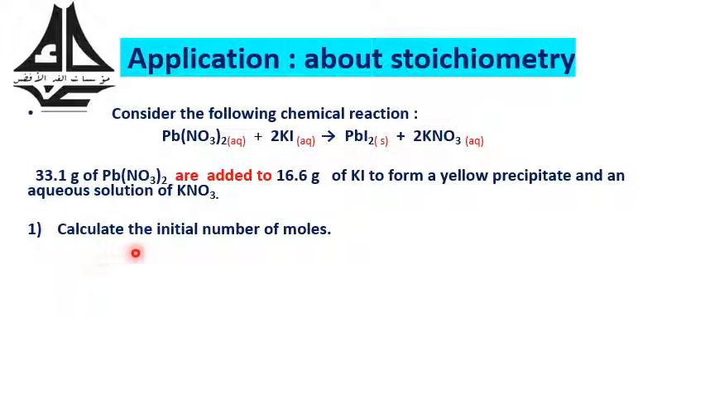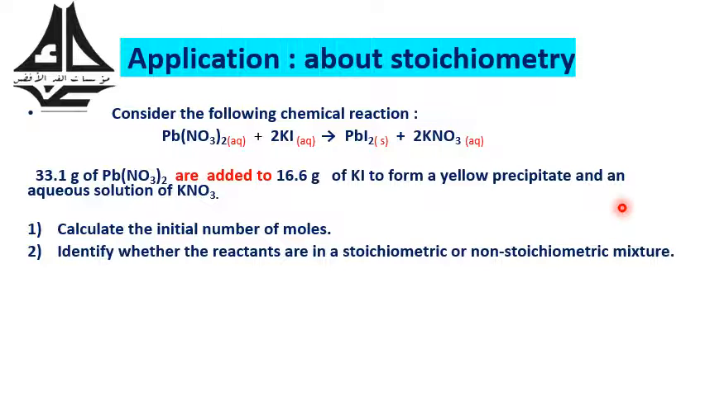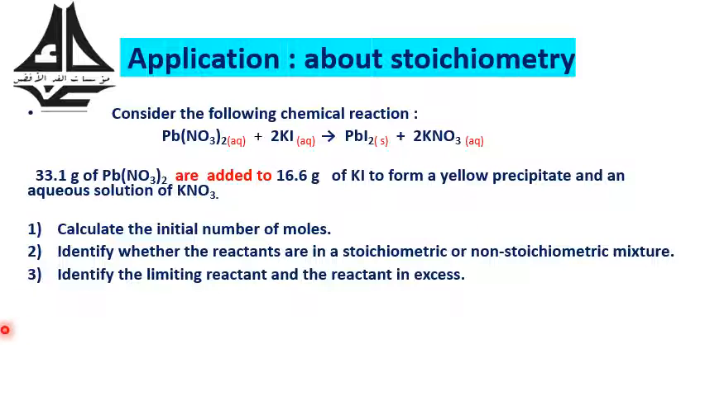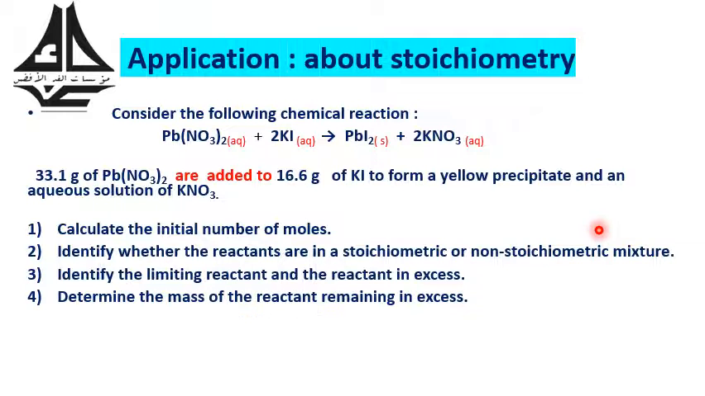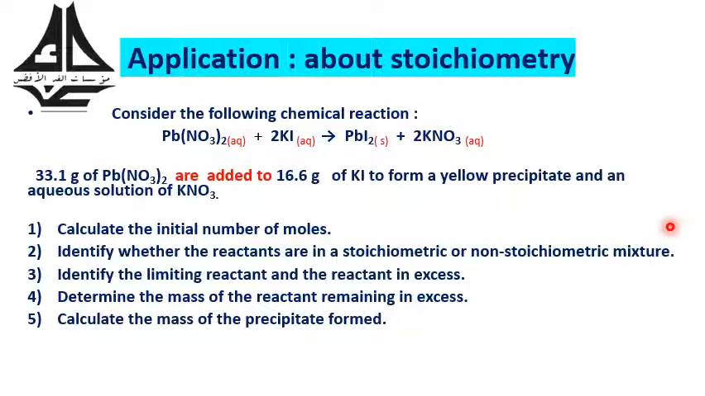Question number 1. Calculate the initial number of moles. Question number 2. Identify whether the reactants are in a stoichiometric or non-stoichiometric mixture. Question 3. Identify the limiting reactant and the reactant in excess. Question 4. Determine the mass of the reactant remaining in excess. And question 5. Calculate the mass of the precipitate formed.